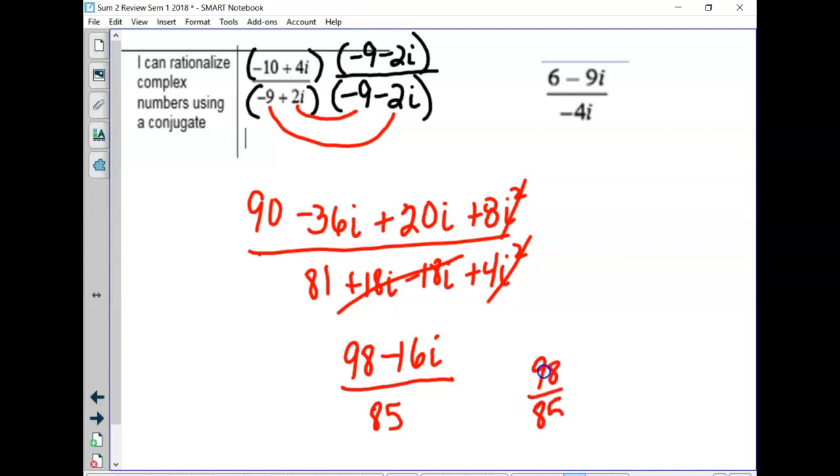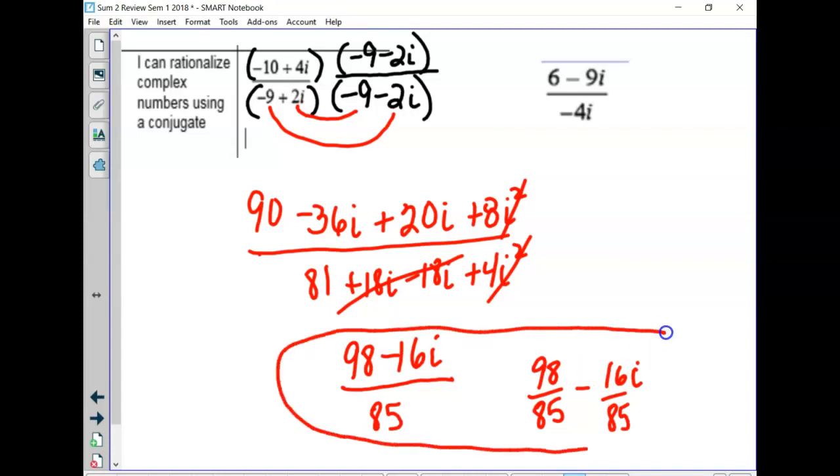98 over 85 minus 16i, 85th I. I'm fine with either one of those answers. It doesn't reduce, does it? How many times does 5 go into 85? 17, right? So that doesn't reduce. Well, 5 doesn't go into 6. I don't know. Just ignore me.